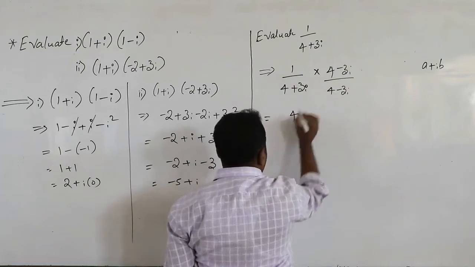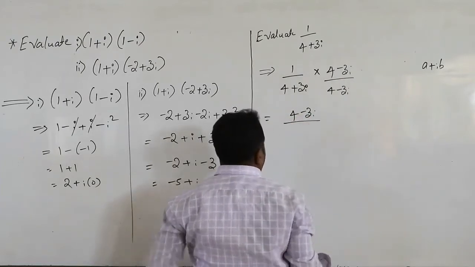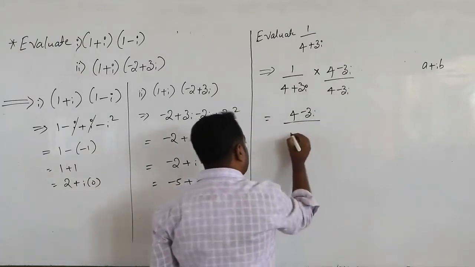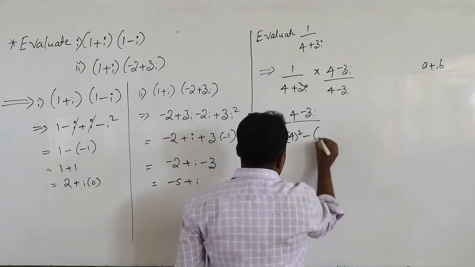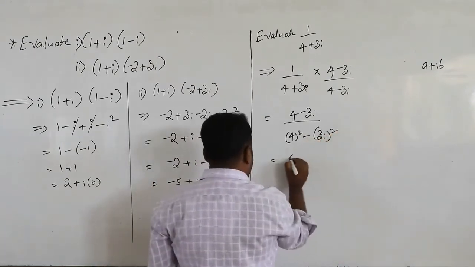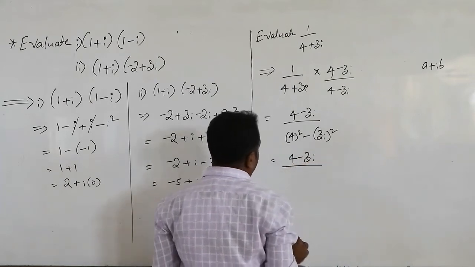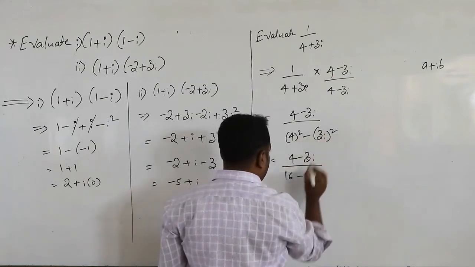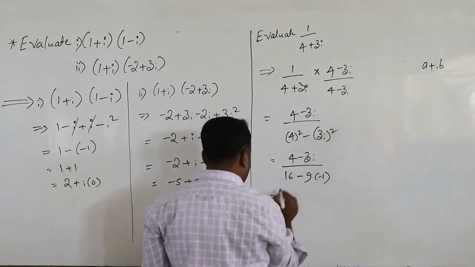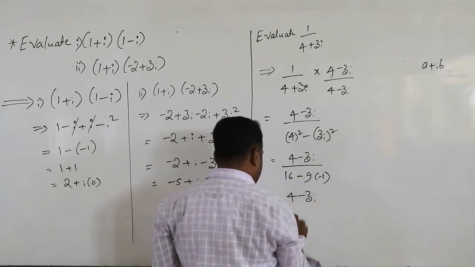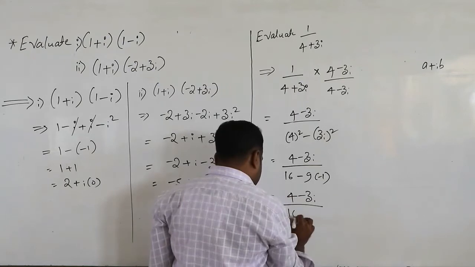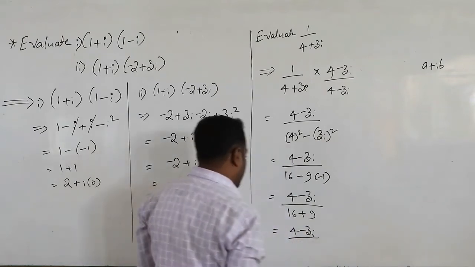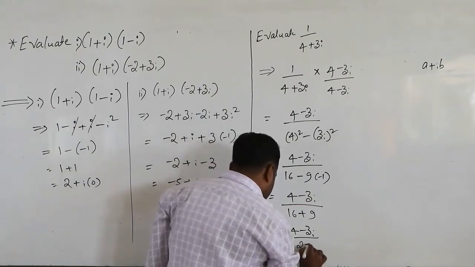1 into 4, 4 minus 3 times i, divided by, in the form of (a plus b) into (a minus b), nothing but a square minus b square. 4 minus 3i divided by 4 square value 16 minus 3 square value 9, i square value minus 1. 4 minus 3 into i divided by 16, minus into minus, plus 9. 4 minus 3i divided by 16 plus 9, 25.